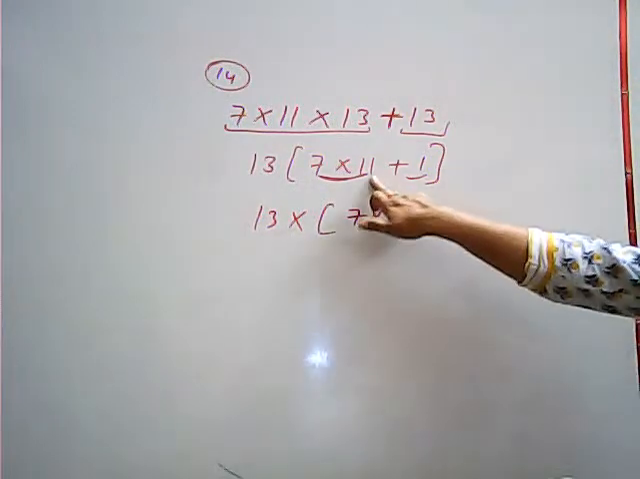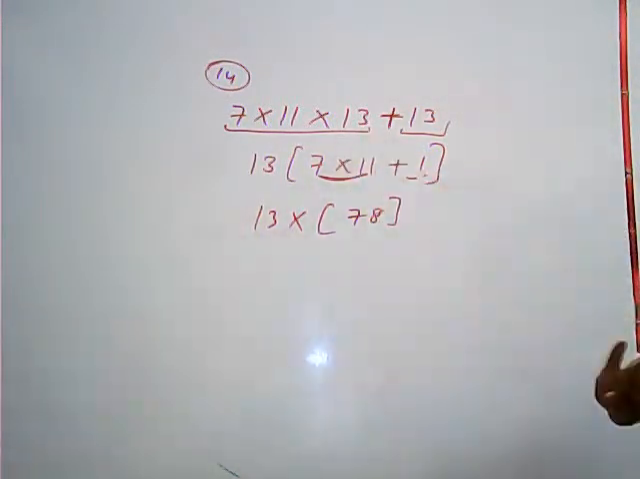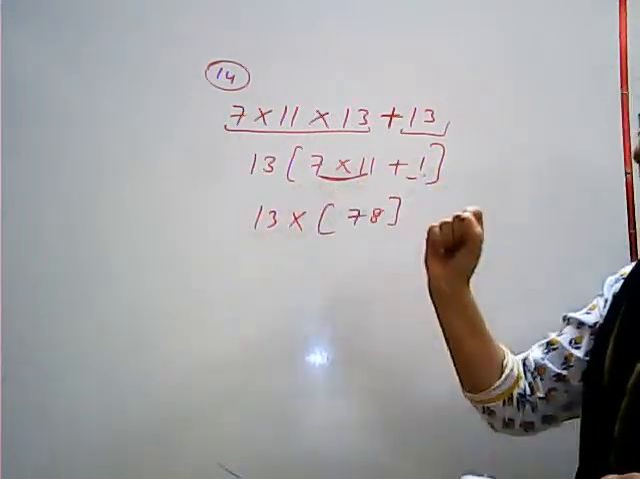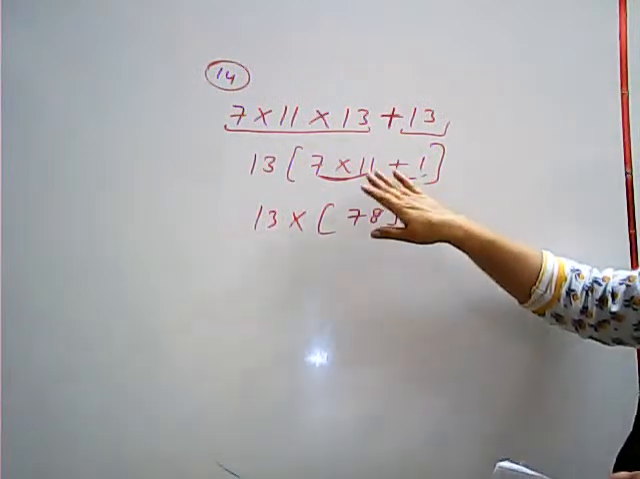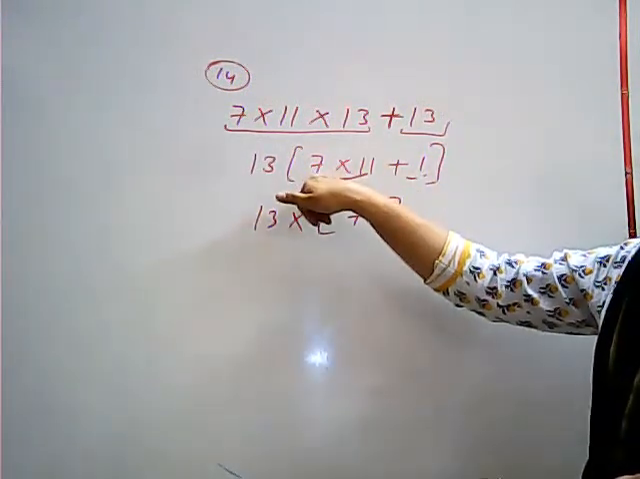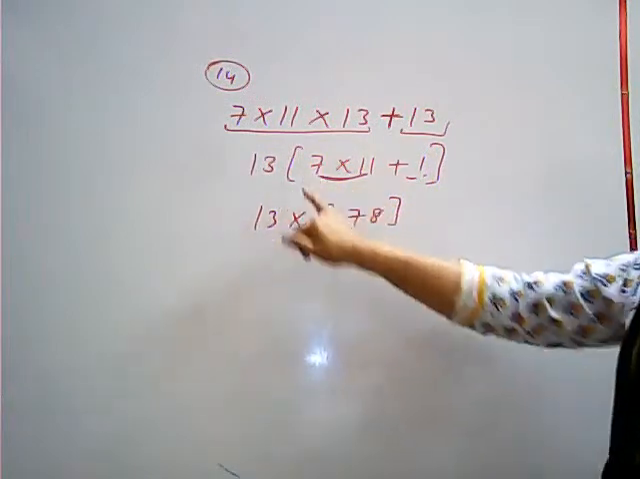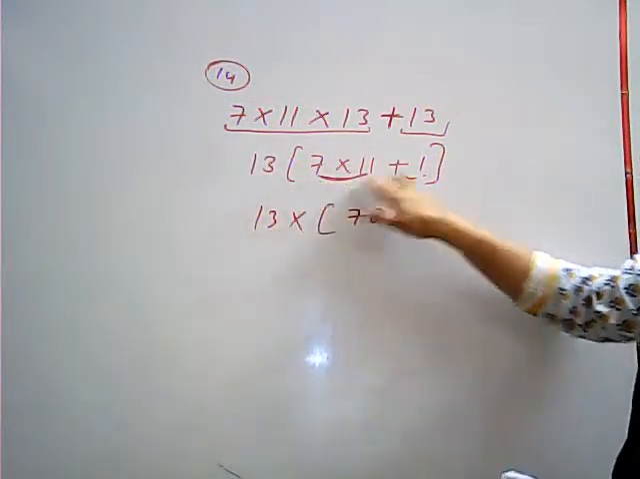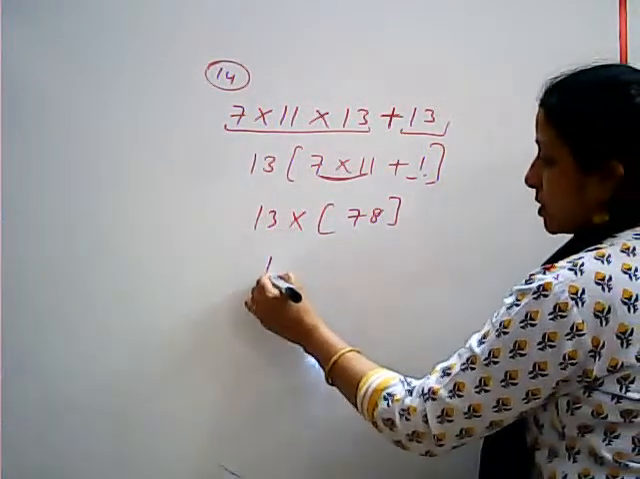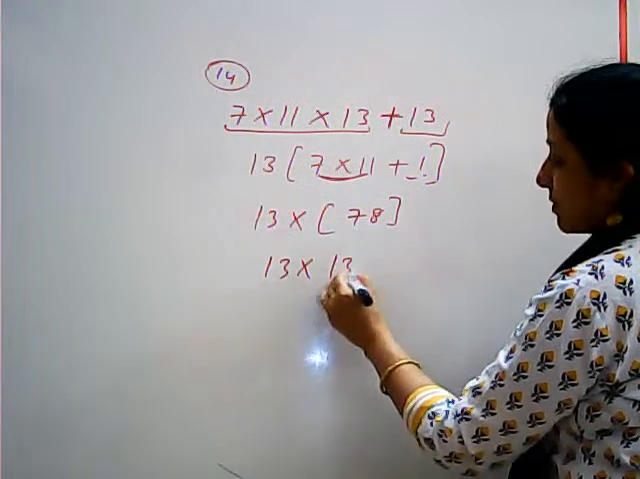You will not write 11 plus 1, 12 multiplied by 7. According to your board marks rule, you have made this mistake in a few of the answer sheets: first you have added and then multiplied, so your answer is incorrect. So first you need to multiply and after that you have to add. Okay, so 78.